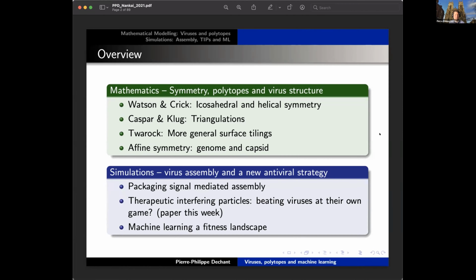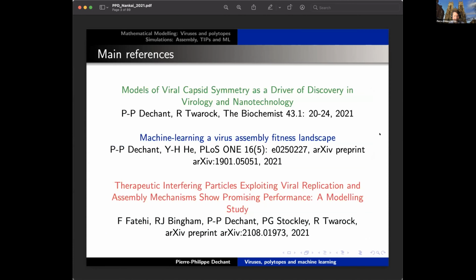A paper that's just come out brand new is about how we can use these insights in something called therapeutic interfering particles. That's trying to construct some competitor that parasitizes the viruses themselves and tries to derail them in their infection. So beating viruses at their own game. So stay with me till then. At the end, if I've got time, I will talk a bit about some machine learning stuff I've done with Yang.